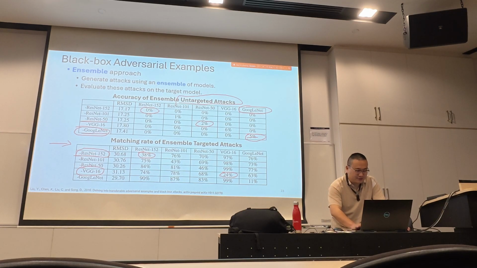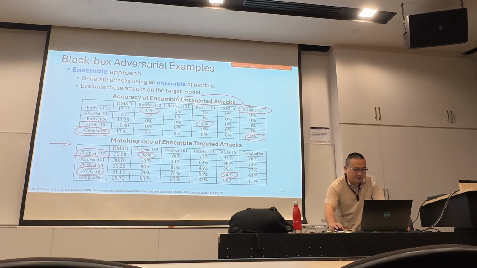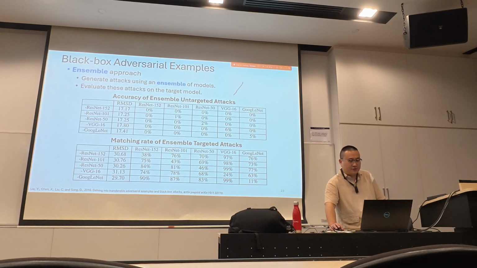Compared to the single approach, for the single approach, most of the time we just get like 1%, 2% success rate. But for the ensemble approach, now we can see that we can get like 30 or 40% success rates for the targeted attacks. So this means that using the ensemble approach, we can greatly improve the success rate. And also this is a strategy that you want to apply in your assignment or task one.